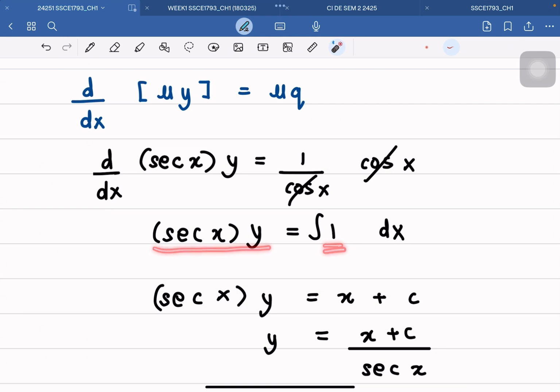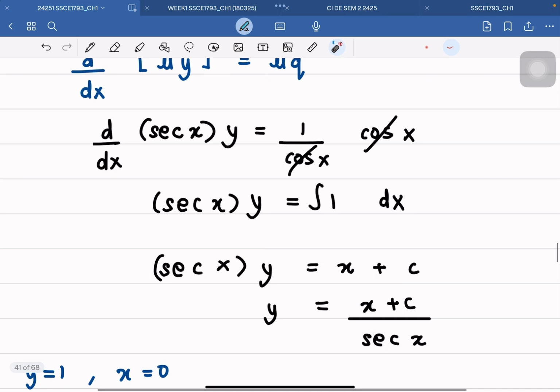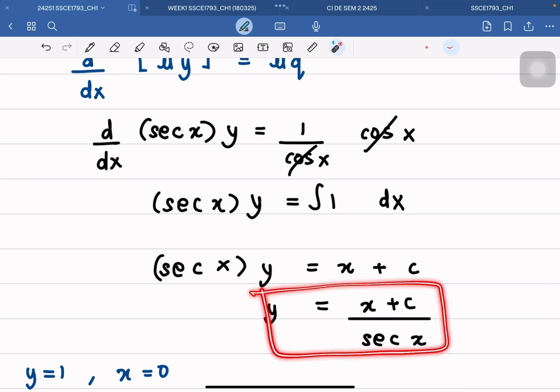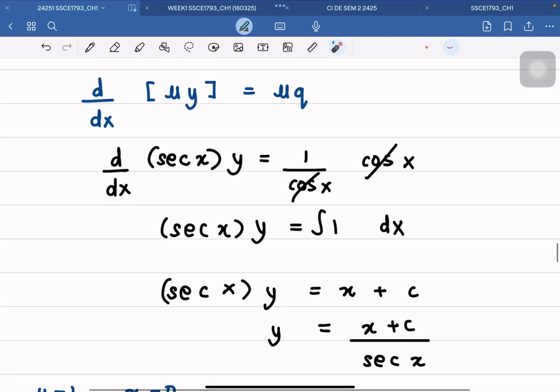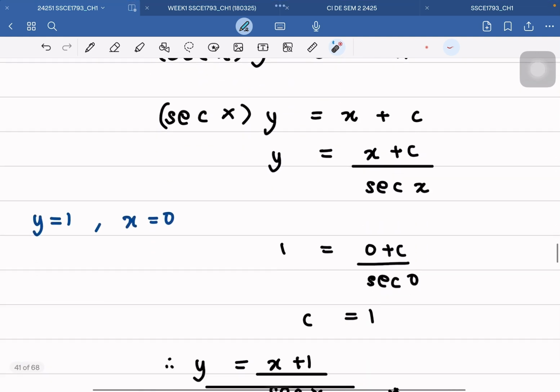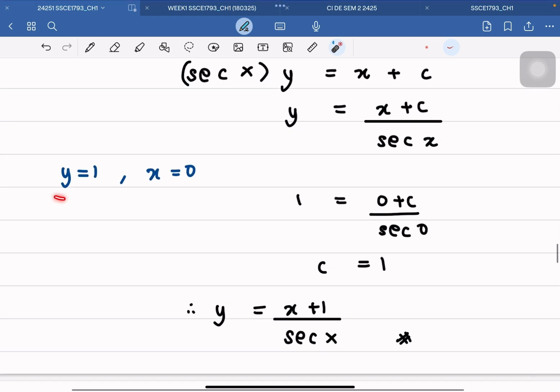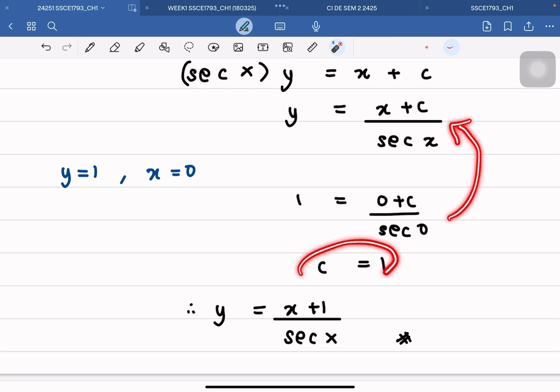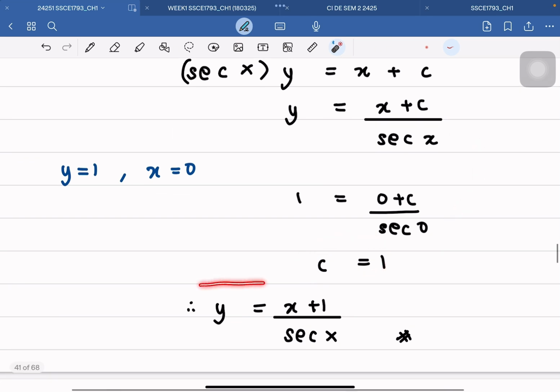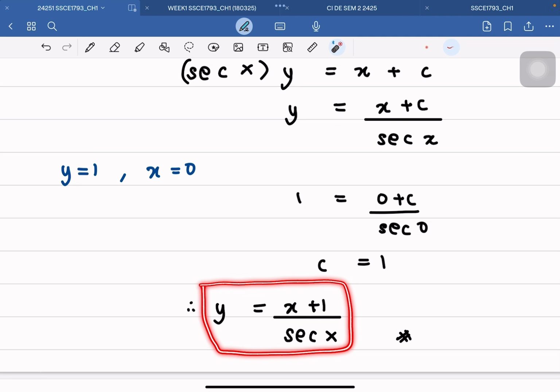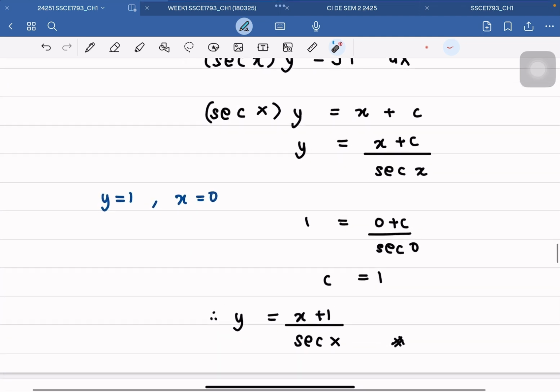Okay, secant x y, so integrate 1 becomes x plus c, so your y is equal to (x plus c) over secant x. Okay, so this is the solution for y. So what's next? Since it gives you the initial condition of y equal to 1 when x is equal to 0, substitute into this equation and you are going to find your c. Now your final solution is y is equal to (x plus 1) over secant x. Okay, and then you have done.